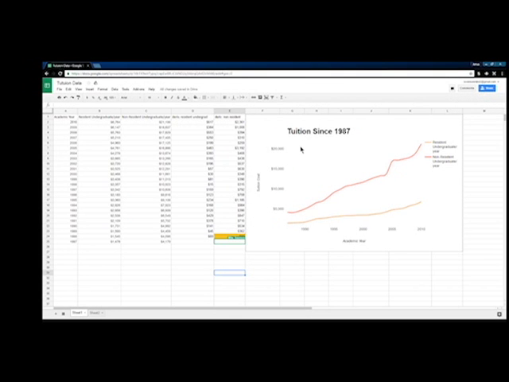Here we have a graph of the tuition since 1987 at Portland State University. Along this axis, we have our year, which you can see here. We have our resident undergraduate price per year, our non-resident undergraduate price per year, and the derivative of both of those per year. What I mean when I say derivative is I just mean the difference between the price at this point and the price at this point.